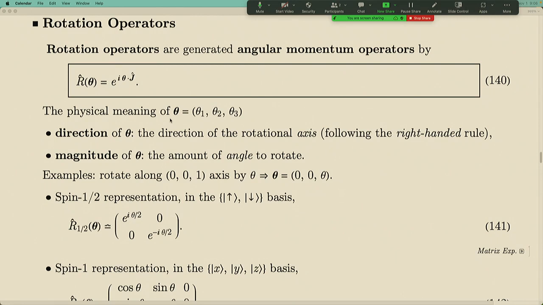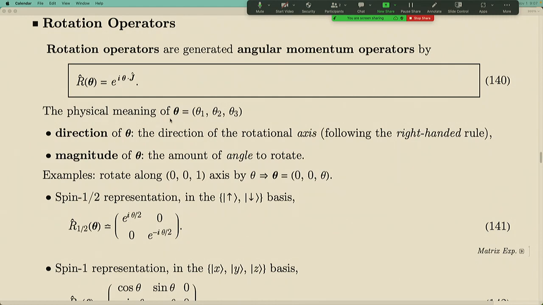So for example, we want to rotate along the z-axis. Then the theta vector is simply 0, 0, theta, meaning that along the z-axis we rotate by theta, but along the x and y-axis we are not going to rotate. In that case, the rotation transformation is represented by this unitary matrix, and this matrix tells us how up spin and down spin get rotated.